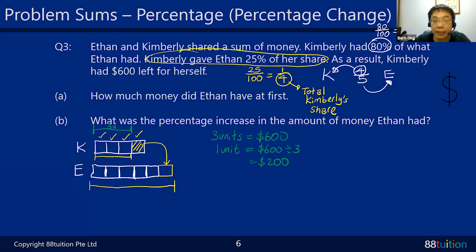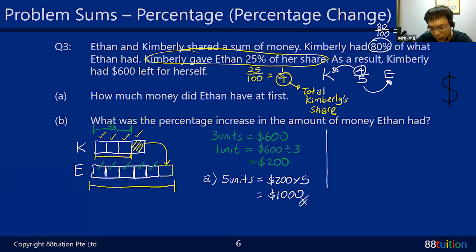How much did Ethan have at first? Ethan got the white color. 1, 2, 3, 4, 5. Ethan got 5 units at first. So you go and find Ethan's 5 units. So part A, 5 units will be equal to $200 times 5. That will be equal to $1,000. Is that okay? That's how you secure your answer lah.